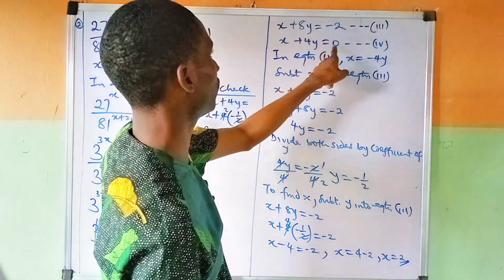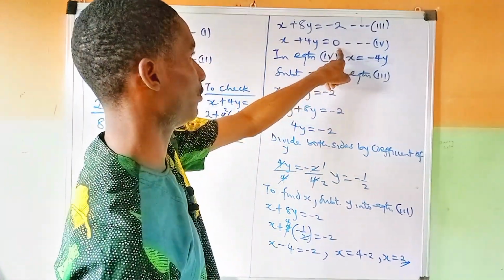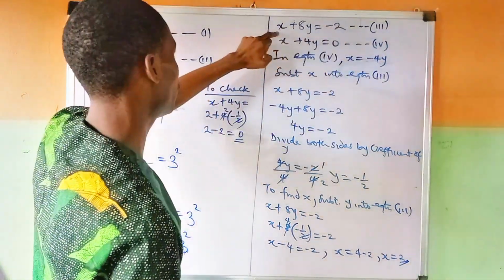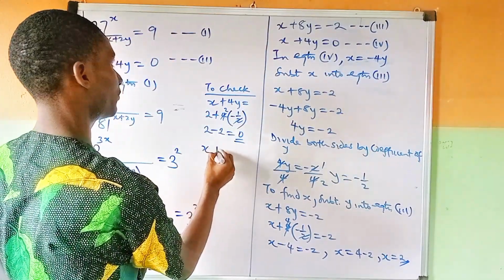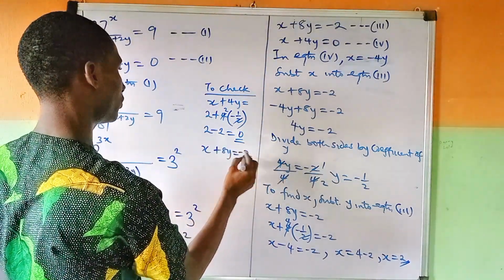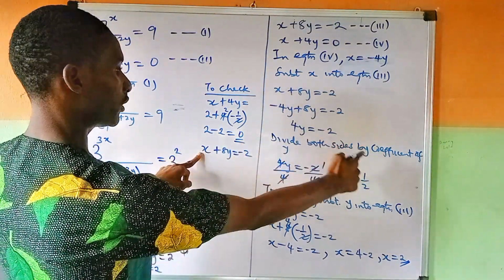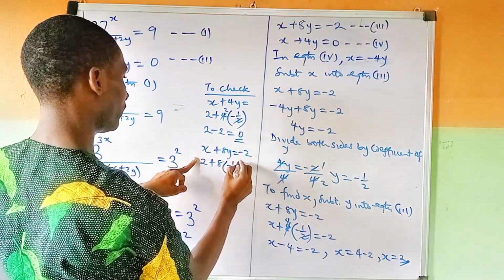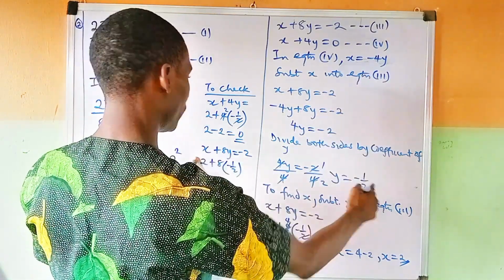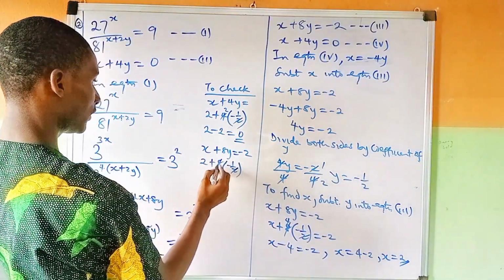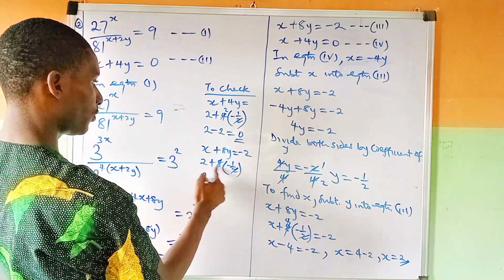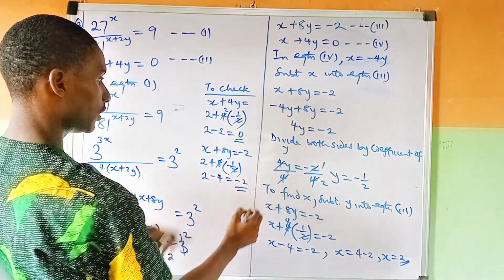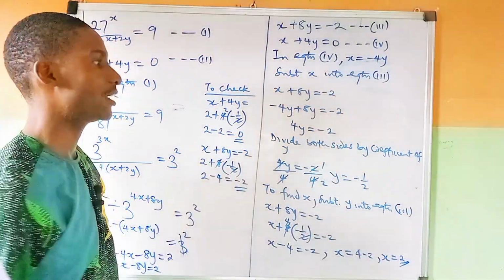So can you see equation 4? Our answer is 0. And if you check with this, you get minus 2, because x plus 8y equals minus 2. Replace x with what? With 2. 2 plus 8 into bracket minus half, because y is minus half. So 2 cancels this, that is 4. So that is 2 plus times minus, minus 4. 2 minus 4 is minus 2. So can you see this is correct?